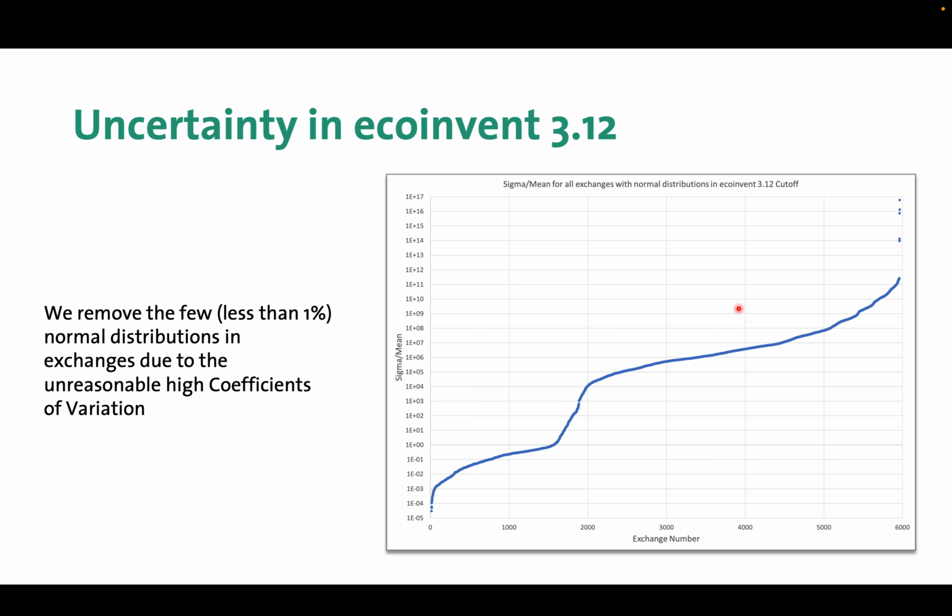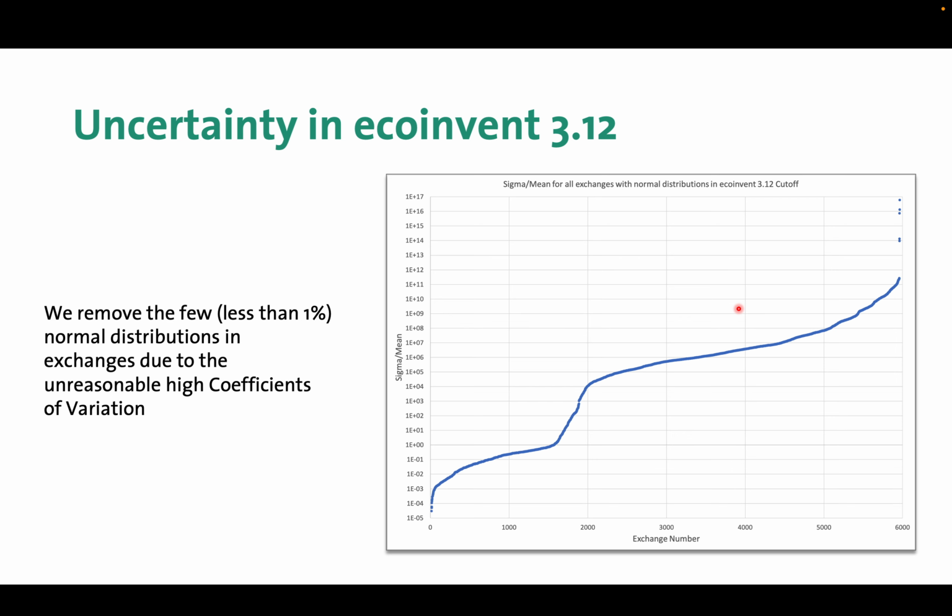These uncertainty values inside every exchange in ecoinvent have to be taken with care. Of course, if you want to do an uncertainty analysis, it's sometimes better to have uncertainty and do Monte Carlo simulations than none of these at all. But we realized that a lot of uncertainty values in ecoinvent are unreasonably high. You have about 500,000 exchanges in ecoinvent.